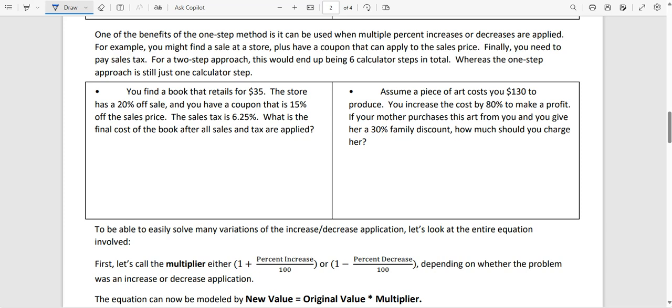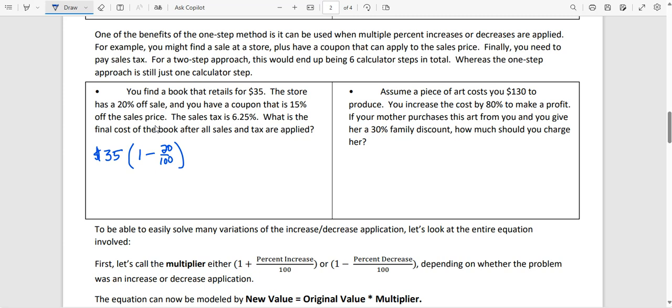Let's take a look at the efficient approach of using the one-step approach for increase-decrease problems. So here we have a book that retails for $35. So we start off with our $35 book, and then there's a 20% off sale. So that's a discount, so that would be 1 minus 20 over 100.